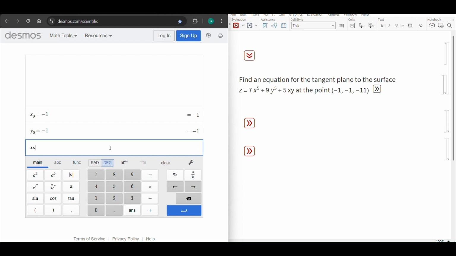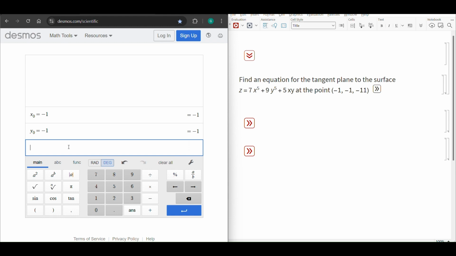If I type xa, this is now the variable x multiplied by the variable a. If I want a subscript x, I do x, shift negative, so shift minus symbol, a. Now I have the variable x subscript a. But right now we're not doing that. I could write z naught to -11 because we are given that in the problem.